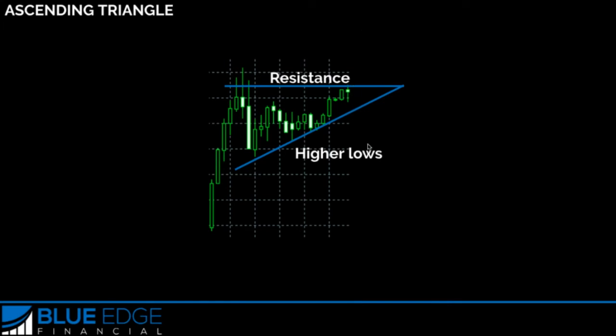So what we can do is prepare for both and set a long order here above, so a buy stop up here, and a sell order or a sell stop down here below the triangle, so that if it bounces off here, that means you're going to open a sell down here. If it breaks through resistance, you're going to open a buy up here, and you're going to be in a good position. So let's see what happened in this example.